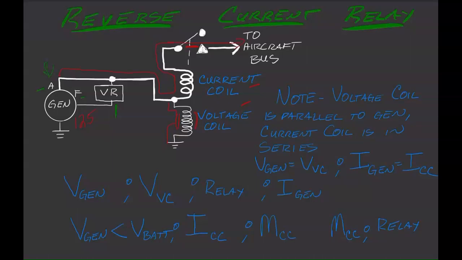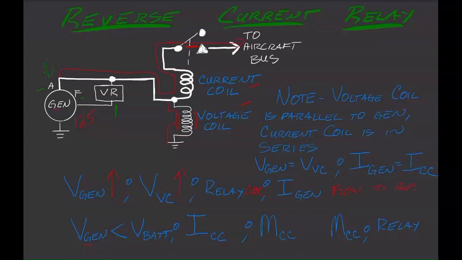Note that, like I said, this voltage coil is in parallel with the generator, and the current coil is in series. So completing what we got here, if the voltage of the generator goes up, the voltage of the voltage coil will go up, the relay closes, and the current of the generator will flow to the bus.